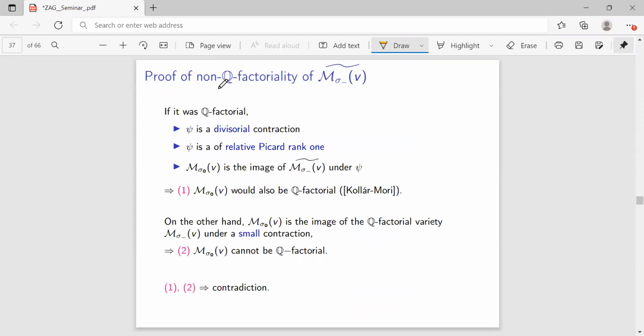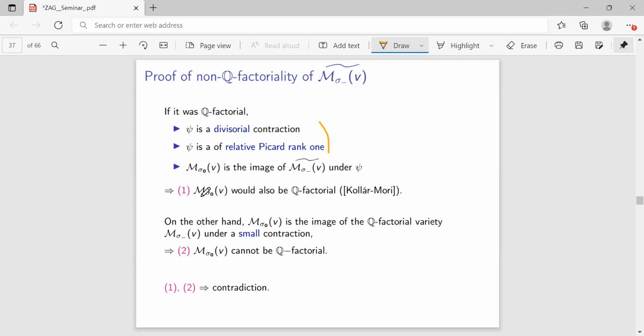But how can you show that this M sigma minus twiddle is not Q-factorial? First of all, let's assume that it is Q-factorial. Then we already proved that this map psi is divisorial and also of Picard rank 1, and that M sigma naught is the image of this M sigma minus twiddle, which we assumed was Q-factorial, under this map psi with these two properties.